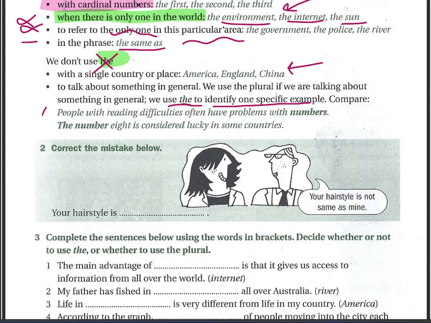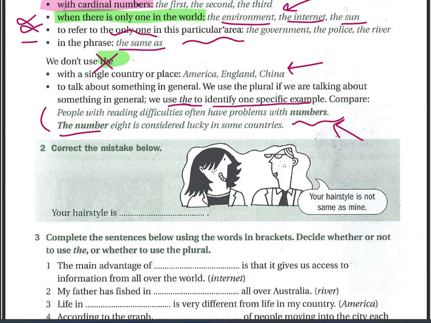Look at here. We have two examples. People with reading difficulties often have problems with numbers. Okay? So in here, the word numbers is used in a general form, yeah? It doesn't mean, for example, a specific number or a number more than 100 or less than that. It's generally about numbers. But look at the next example.